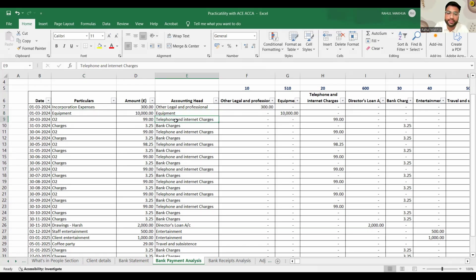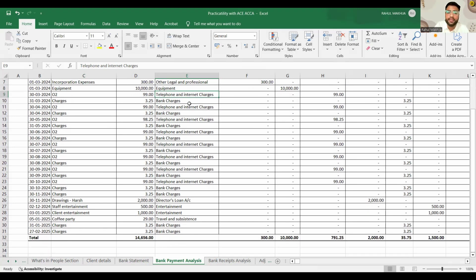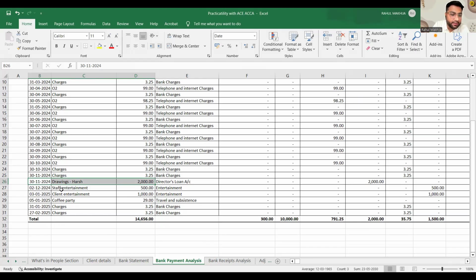and O2 as telephone and internet charges. Apart from that, there are bank charges, and there are drawings also. We would account drawings in the director loan account, because a company and director are separate entities. So we will record that in a separate ledger to make sure it is not overdrawn. Okay, so we will move ahead. There are staff entertaining expenses and client entertaining expenses and a coffee party, which is a subsistence part. So we have categorized this under travel and subsistence.